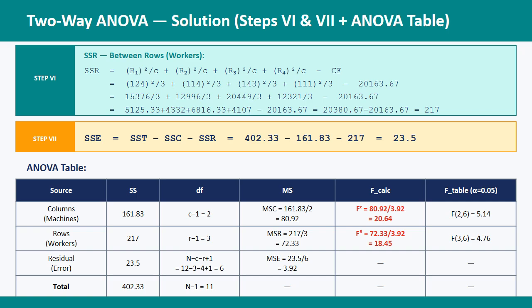The table value for F at 2,6 degrees of freedom at a 5% level of significance is going to be 5.14, and for rows, according to the degrees of freedom, the table value for F at 3,6 at 5% level of significance is going to be 4.67.